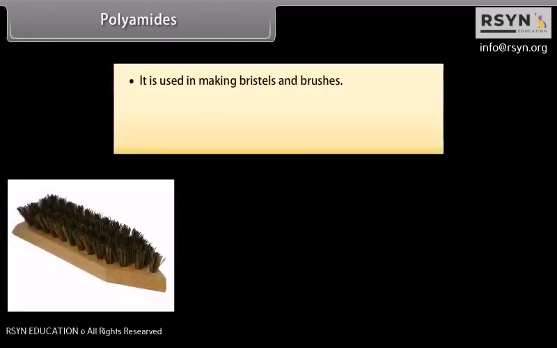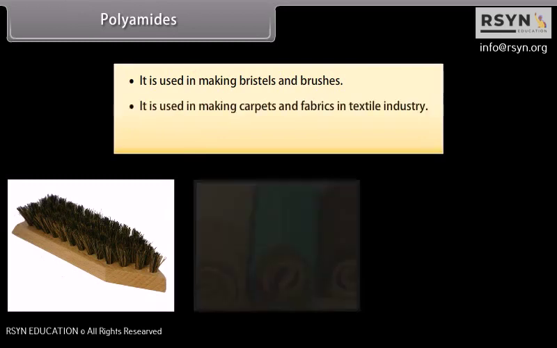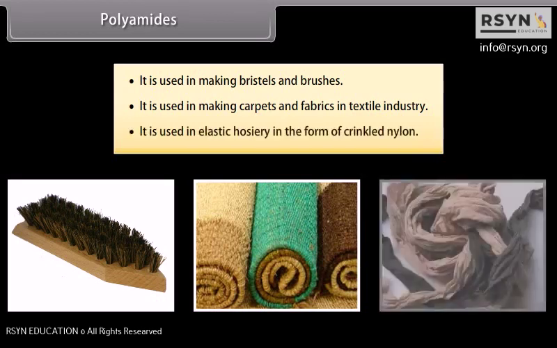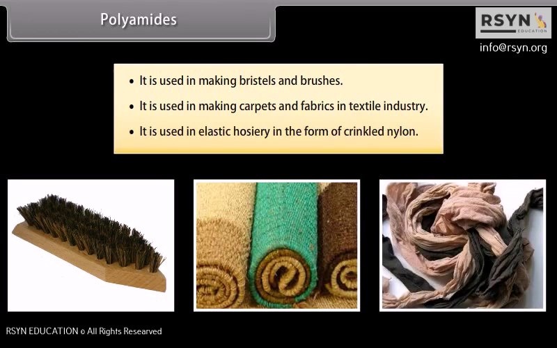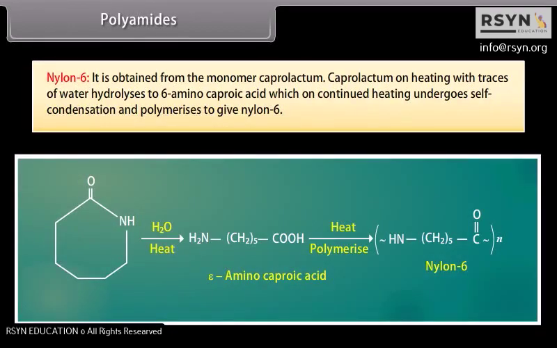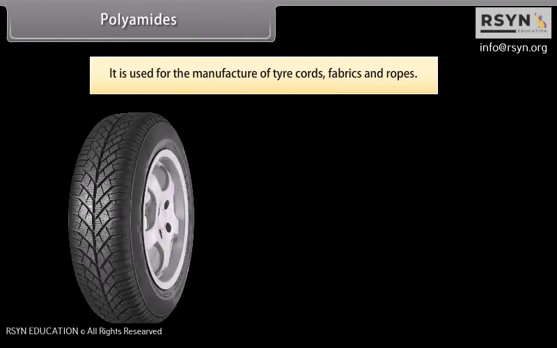It is used in making bristles and brushes. It is used in making carpets and fabrics in the textile industry. It is used in elastic hosiery in the form of crinkled nylon. Nylon 6. It is obtained from the monomer caprolactam. Caprolactam on heating with traces of water hydrolyzes to 6-aminocaproic acid, which on continued heating undergoes self-condensation and polymerizes to give nylon 6. It is used for the manufacture of tire cords, fabrics and ropes.